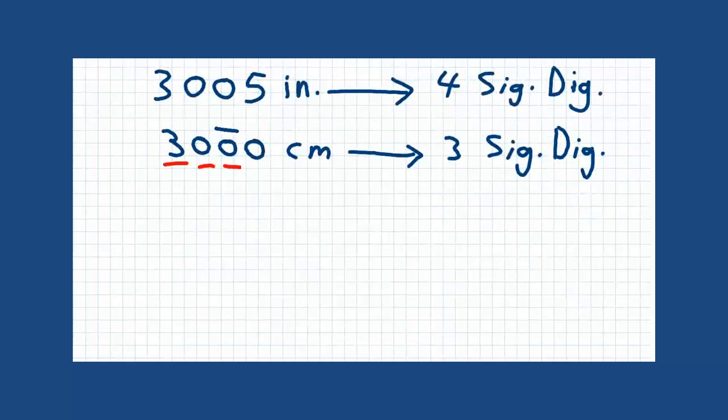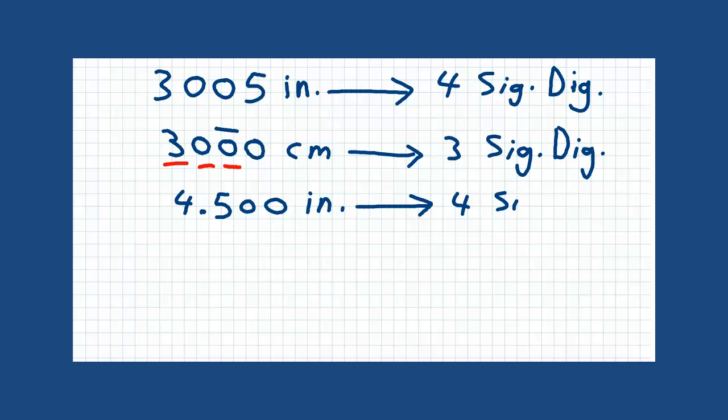Condition 4. All zeros to the right of a significant digit and a decimal point are significant. For example, if we have this measurement, we have 2 zeros to the right of a significant digit and a decimal point. So these 2 zeros are significant. So we can say that we have here 4 significant digits.